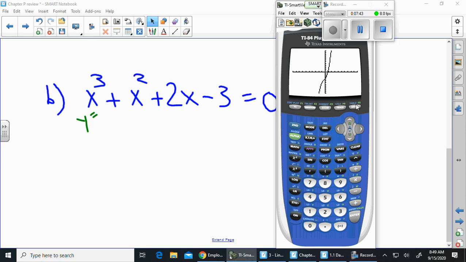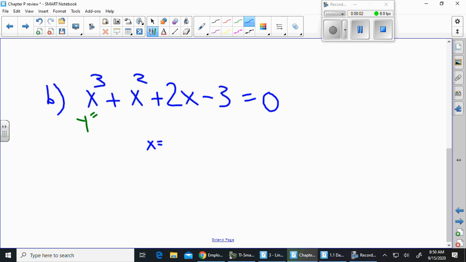And looking at that picture, there appears to be 1, 0. So this is when I'm doing left bound, right bound, round to 3 places, 0.844. Just be careful, you investigate if you're not sure if it's equal to 0. So when you're solving equations, x equals.